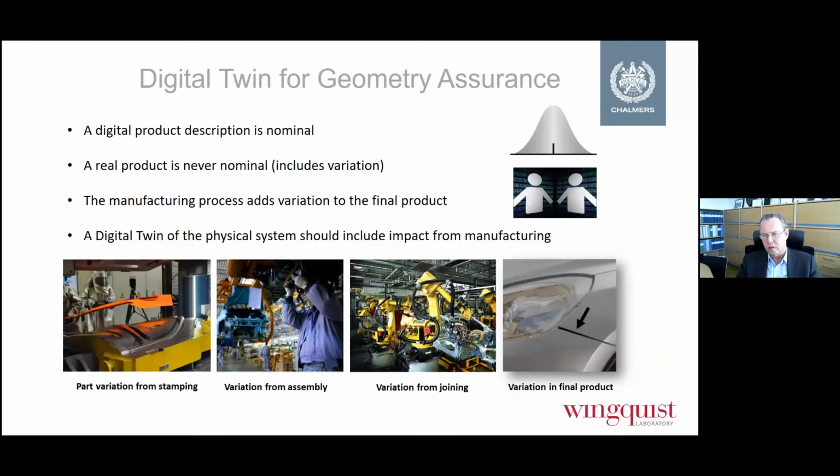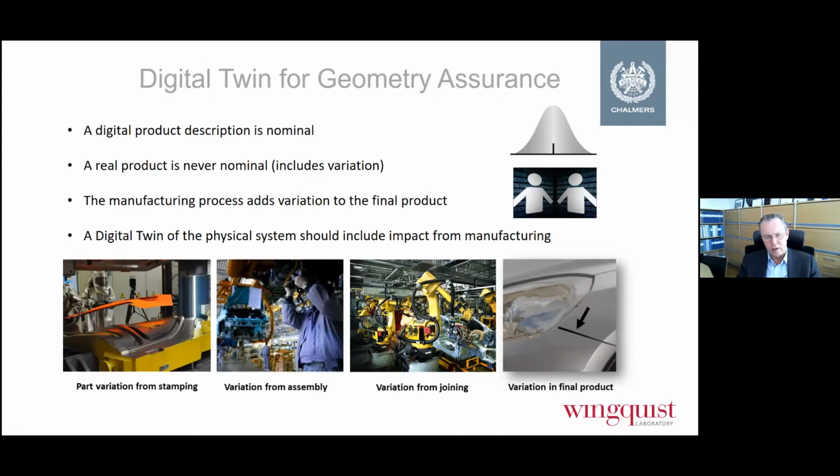product description is often nominal. So if we have CAD models, these are always nominal. These are perfect. These are what we want. In reality, however, in all our production processes, manufacturing processes, we have variation. It means that we don't get the nominal product out of the system. We get variation. So this variation comes from part manufacturing, stamping, forging, whatever we do to create parts.